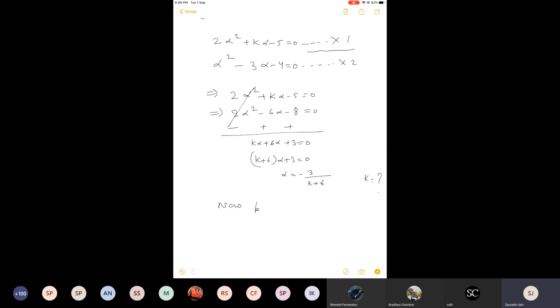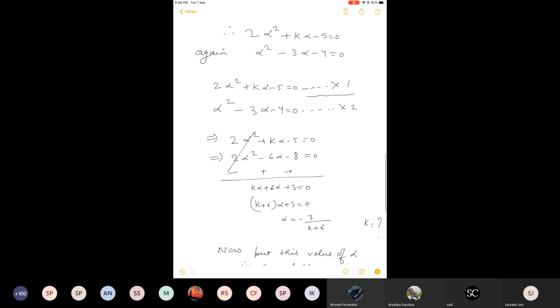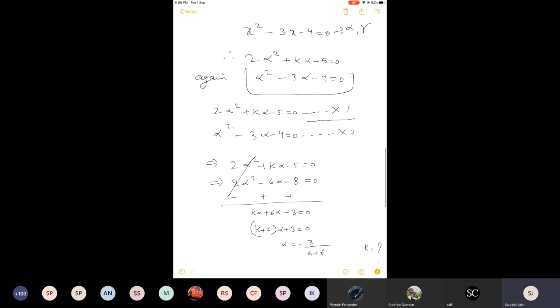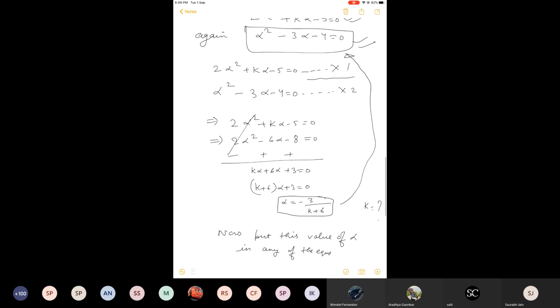Now put this value of alpha in any of the equations. So as you can see this equation, okay, let us pick the easier one. If you want, you can put it here also, but this is comparatively easy. That is why, if I select this equation and put this value of alpha here, I will get the value of k. So in place of alpha, I'm going to put this expression.